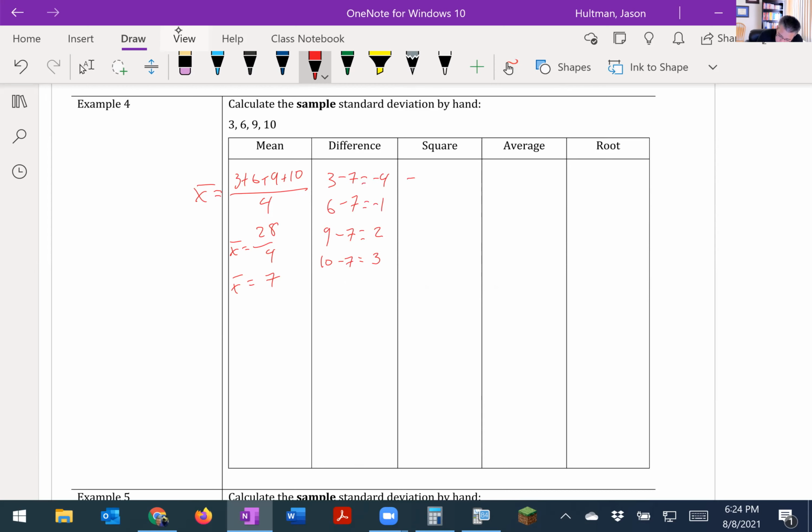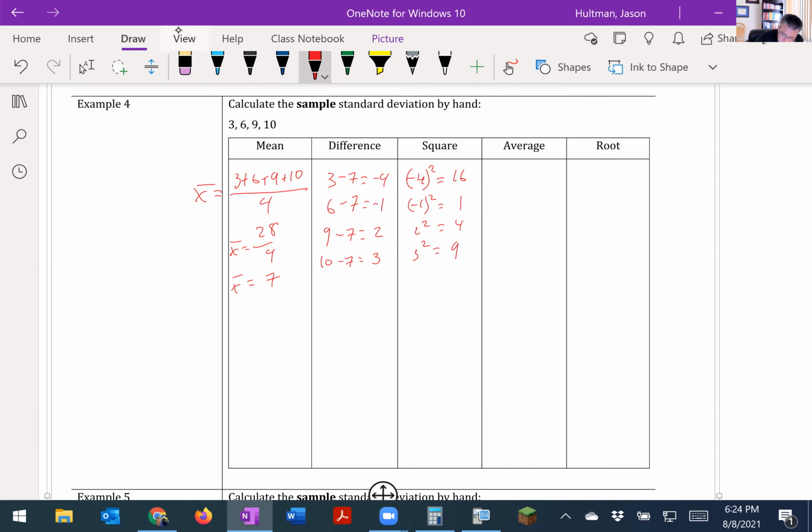Okay. So now we're going to square this. -4 squared is 16. -1 squared is 1. 2 squared is 4, and 3 squared is 9. Okay, we can add these numbers up and divide by the number of items minus 1.